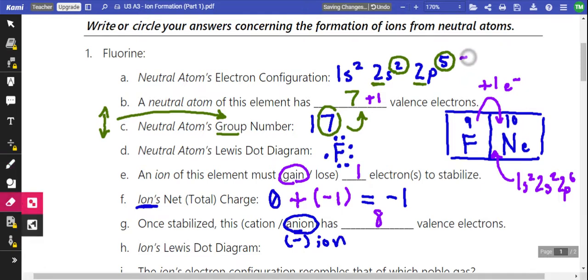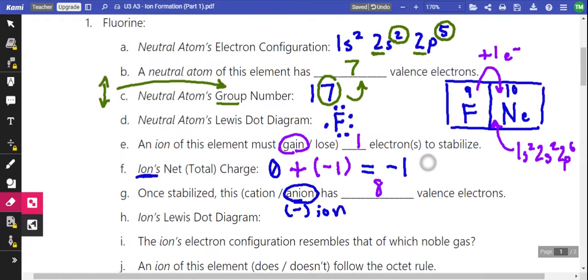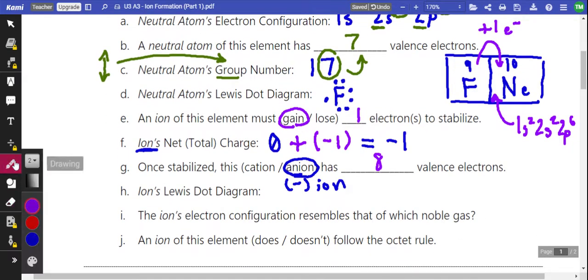Again, it's still fluorine, still the same fluorine we know and love. But now it's got the electron configuration to match a noble gas, and that makes it more stable. It's acting just like an element that is stable due to its electron configuration. Now, fluorine is a little different now, so we should probably update its Lewis dot diagram. So let's scroll down a little bit here.